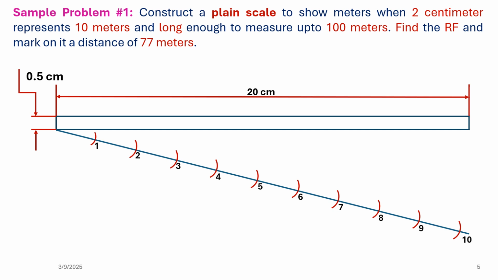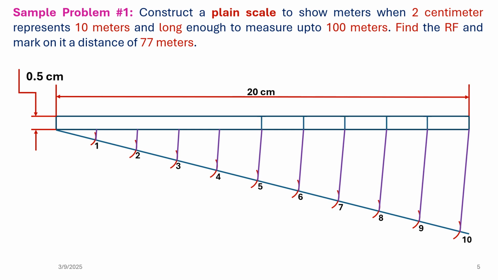Once we are done with these 10 arcs, we join this 10 with the last point of the scale. So we have this line, and then from other points, we draw lines parallel to this first one. So we have these lines from 9, from 8, 7, 6, 5, 4, 3, 2, and 1. These lines divide this scale into 10 equal parts, and we have these 10 different parts on this scale. So each part is going to give us a measurement of 10 meters.